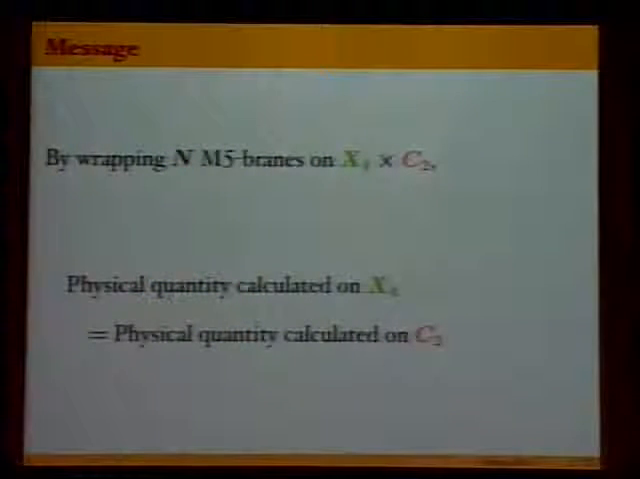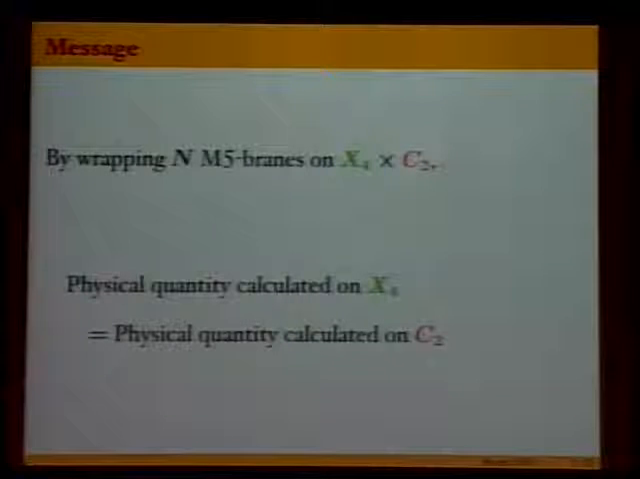The message today is extremely simple. The idea, very nicely summarized by Davide in the last talk, is just to start by wrapping N M5 branes on a 4-manifold times a Riemann surface, a 2-manifold. Then, by Kaluza-Klein reducing in two ways, you can relate a physical quantity on the 4-dimensional side to another physical quantity on the 2-dimensional side. That's the message you have to remember. That's the only thing. So let me get into the details from now.